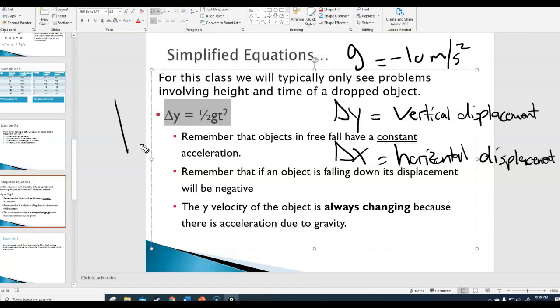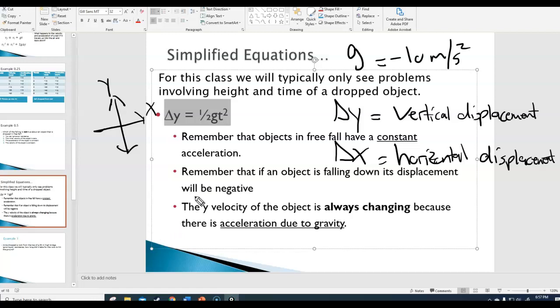Okay, so it's easy to remember if you just think like from math, you have y values that go up and down, and then you have x values that go side to side. Okay, so delta y is basically displacement, but it's up and down displacement. Now, I also want to remind you of a few things before we do some examples. Number 1, remember that all objects in freefall have a constant acceleration. That means a non-changing acceleration. Also remember that if you have an object that is falling down, then the displacement, delta y, is going to be negative, because down is the negative direction.